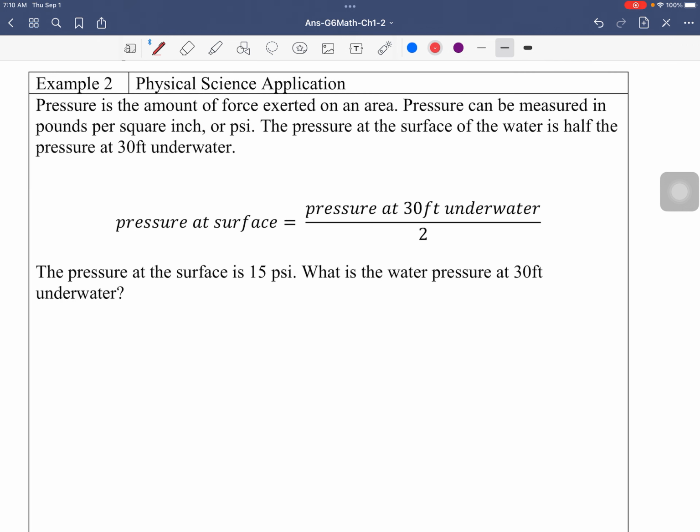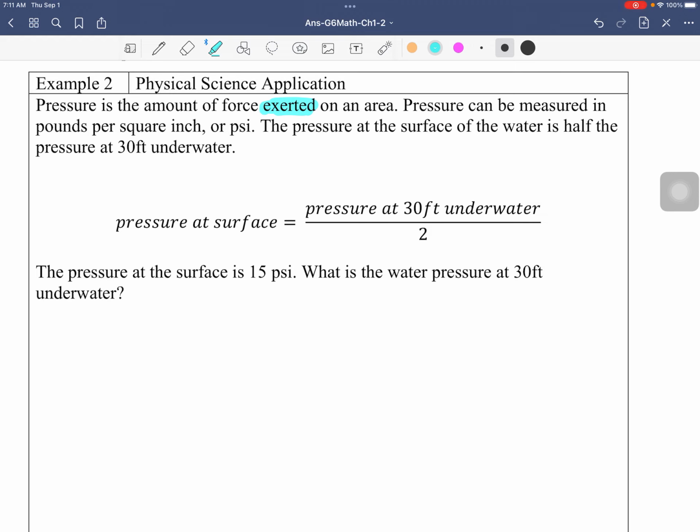Here's a physical science application. Pressure is the amount of force exerted on an area. How do we define pressure? Pressure is a certain amount of force exerted, pushing on the area. That's why we say it's pressure. Pressure can be measured in pounds per square inch, like how much weight is on that area.